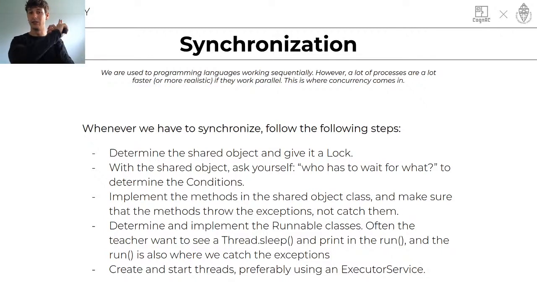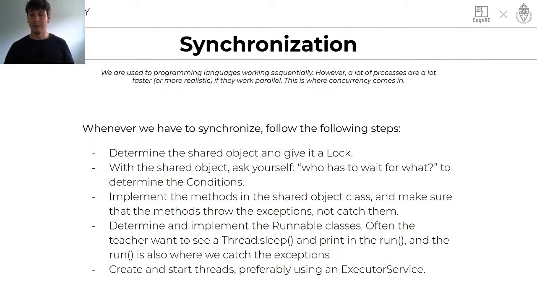First part is determine the shared object and give it a lock. We'll look at an example afterwards, by the way. With the shared object, ask yourself who has to wait for what. And that question essentially answers what the conditions are. Then implement the methods in the shared object class and make sure that the methods throw the exceptions and not catch them. This is a very important thing that I saw in the assignments all the time.